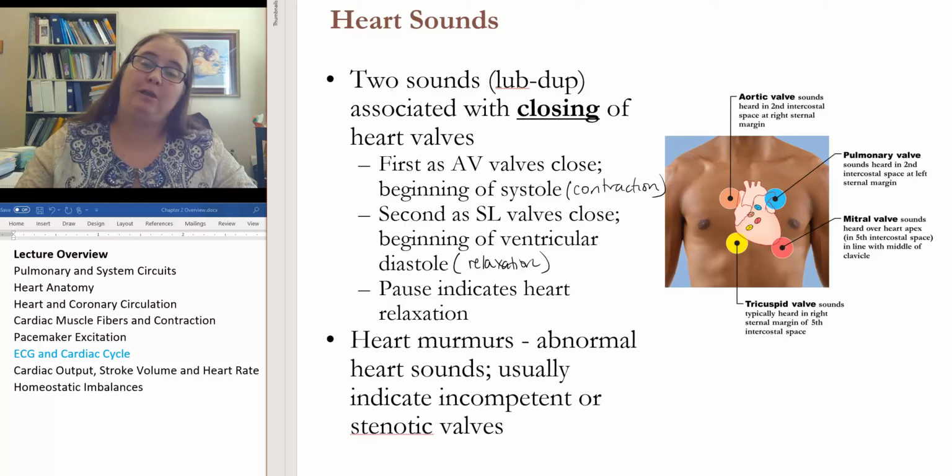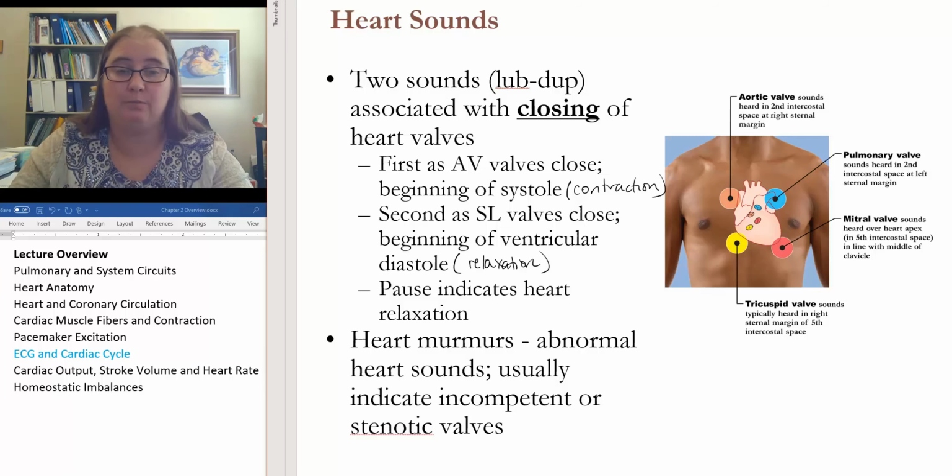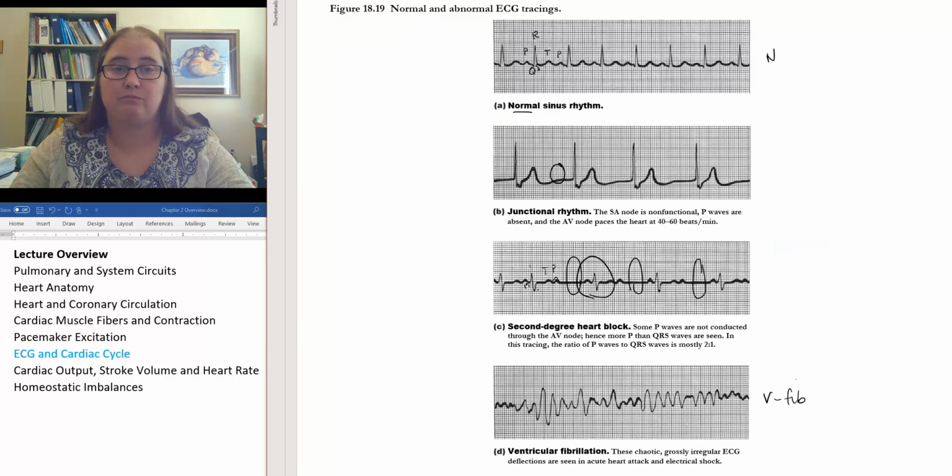If a patient has a heart murmur, this is typically an abnormal sound. It typically indicates an incompetent or stenotic valve. We talked about those in the previous video.